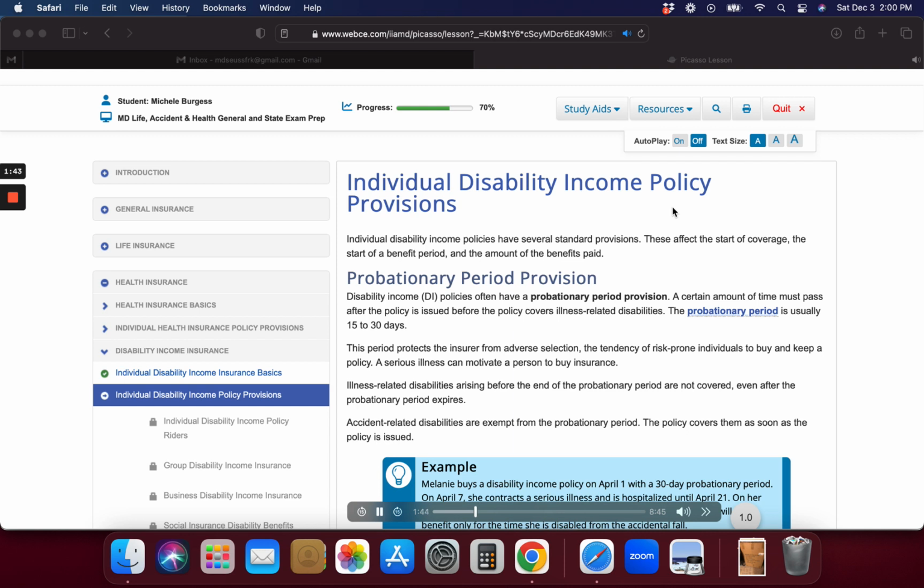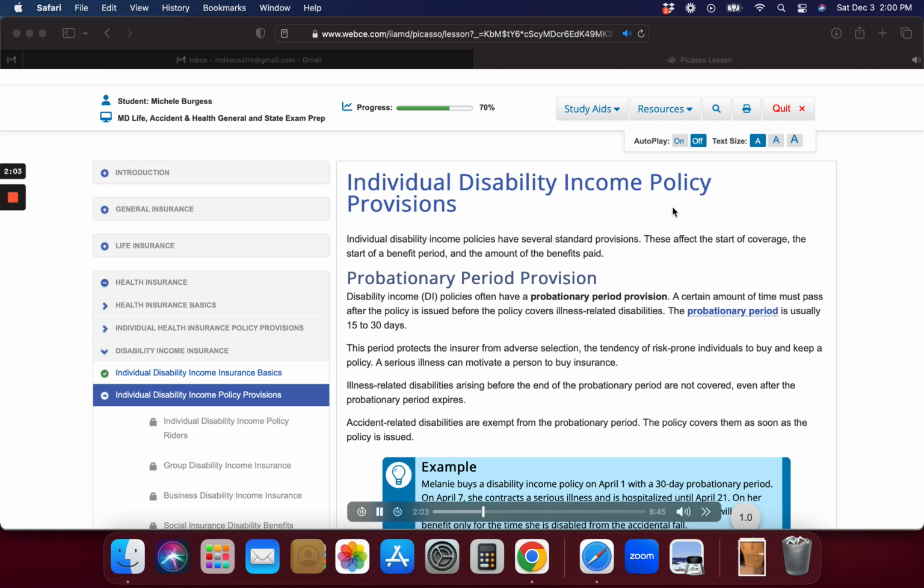Elimination period provision. Also called the waiting period, the elimination period must pass after disability begins and before benefits start. Like a deductible, it avoids claims for short-term disabilities that presumably the insured can absorb. This helps the insurer minimize costs and premiums.